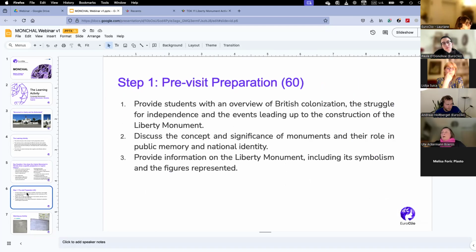So we had a pre-visit, before we went out to the monument. We had a preparation class. So altogether, this lesson or this activity went over 3 classes.